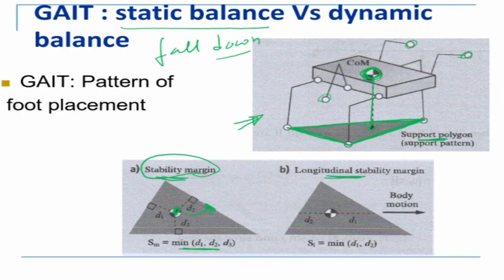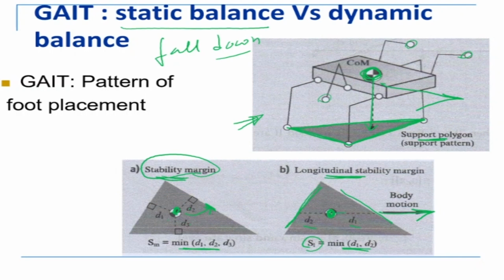The other one is longitudinal stability. If this is the motion of the body, for example, it is moving in this direction, in that case, this is your projection of center of mass. How far is it from this boundary and this boundary? So D1 and D2. So S1 is the minimum of D1 and D2. This is another margin of stability, which is the longitudinal stability margin.